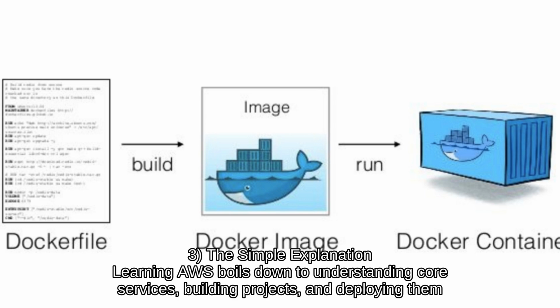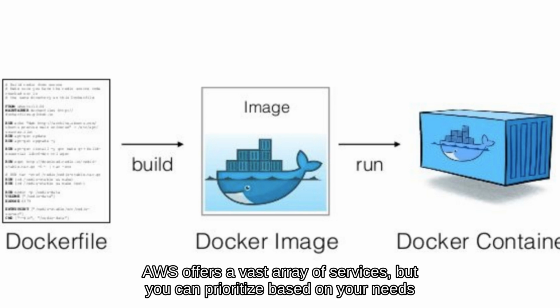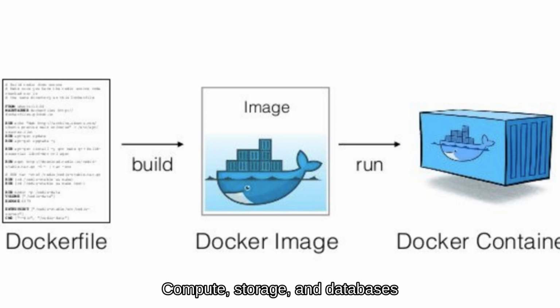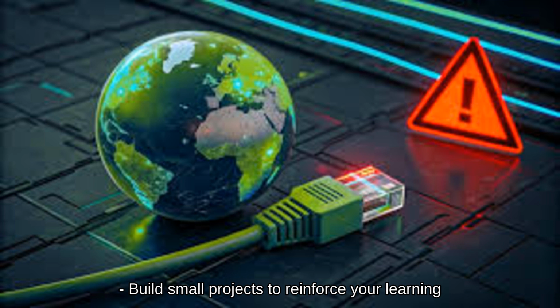The simple explanation. Learning AWS boils down to understanding core services, building projects, and deploying them. Focus on the essential components first, then gradually expand your knowledge. AWS offers a vast array of services, but you can prioritize based on your needs: compute, storage, and databases. Use online resources, AWS training, YouTube tutorials, and forums. Build small projects to reinforce your learning.